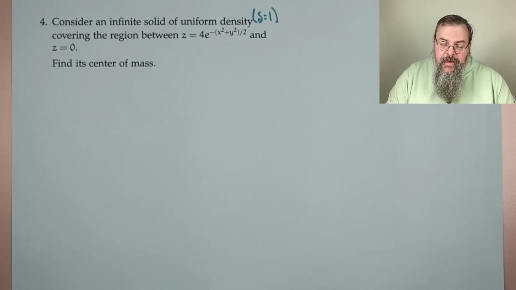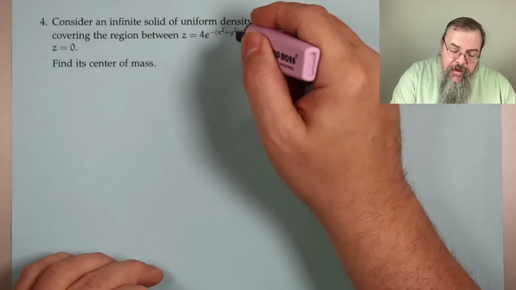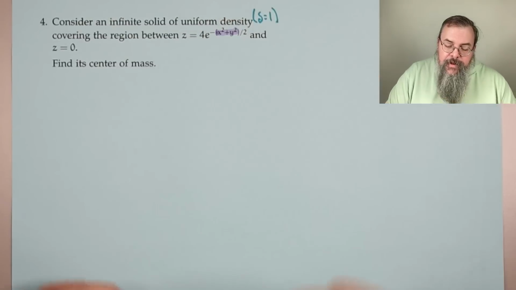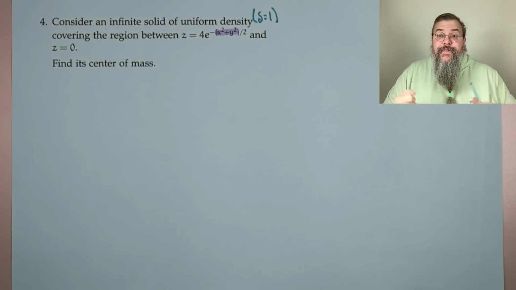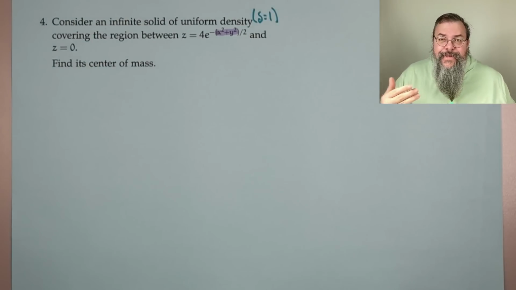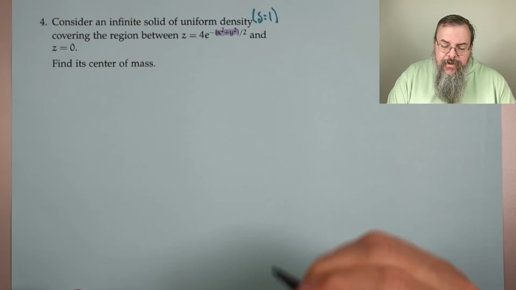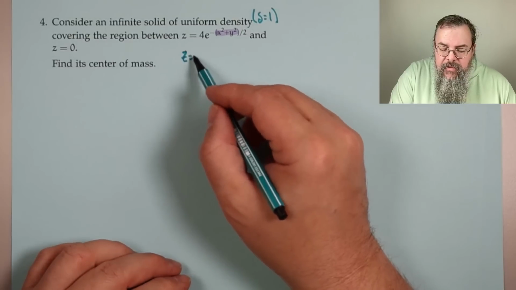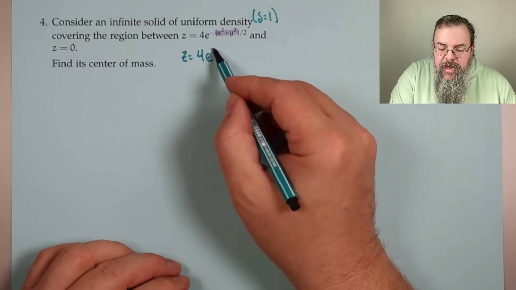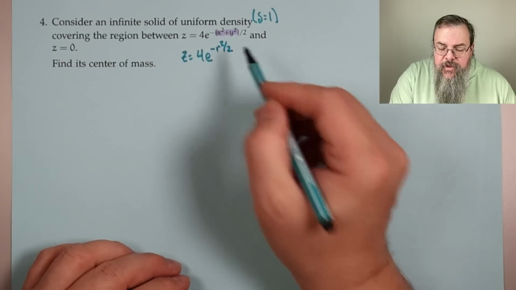We see we have this x squared plus y squared here. Well, that's telling us you better be thinking about cylindrical. All right, so we start thinking, yeah, okay, I'm down with cylindrical. Let's do it. So what does this look like if we replace this? So this would be z equals 4 e to the minus r squared over 2.